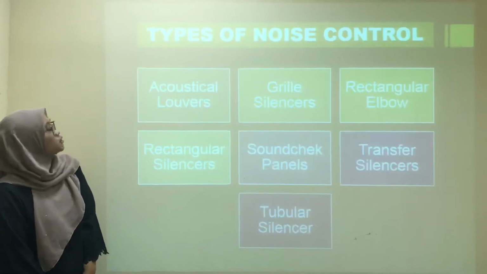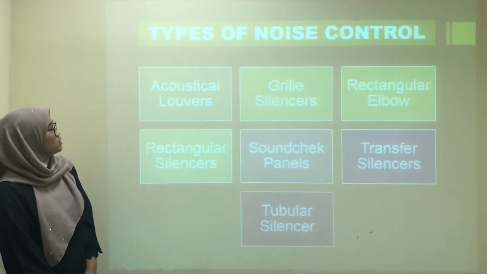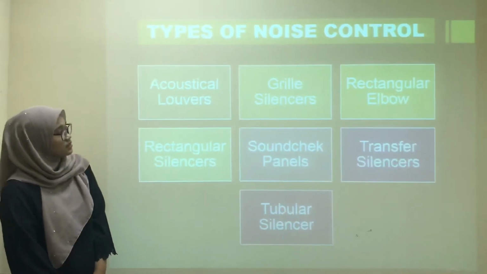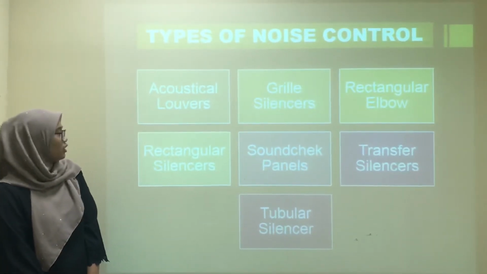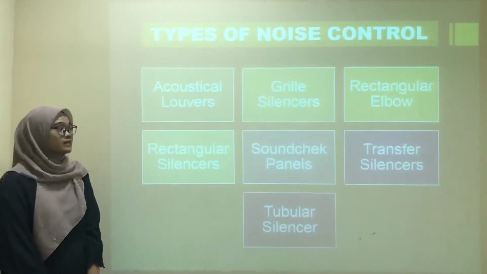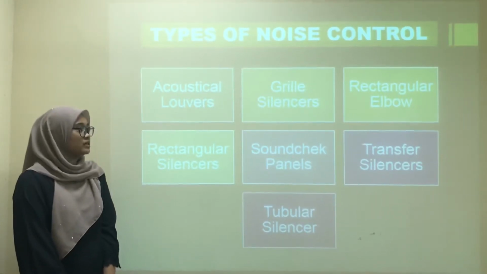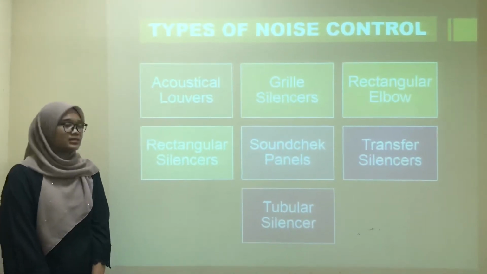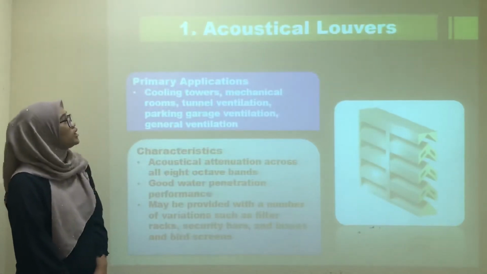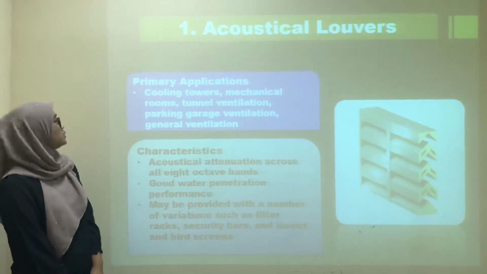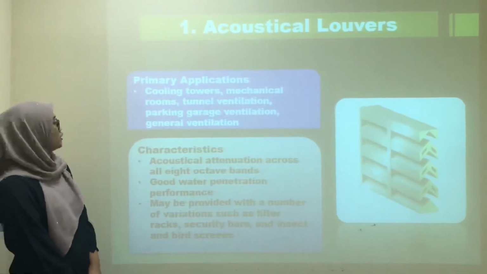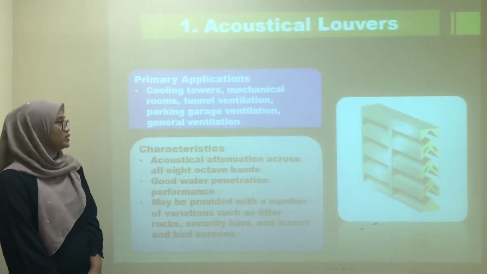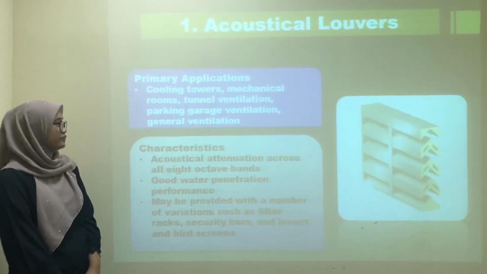Types of noise control. First, acoustical louver. Second, grill silencers. Third, rectangular elbow. Fourth, rectangular silencers. Fifth, sound check panel. Sixth, transfer silencers. Seventh, tubular silencer. For the acoustical louver, the primary application is cooling tower, mechanical room, tunnel ventilation, parking garage ventilation, and general ventilation.